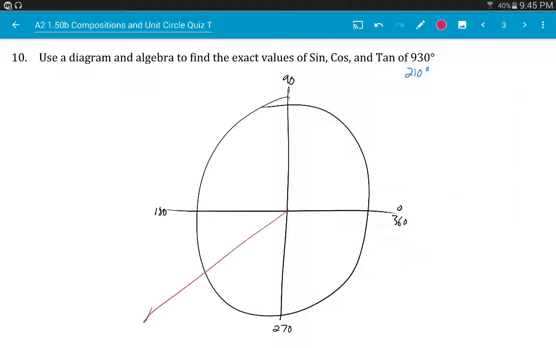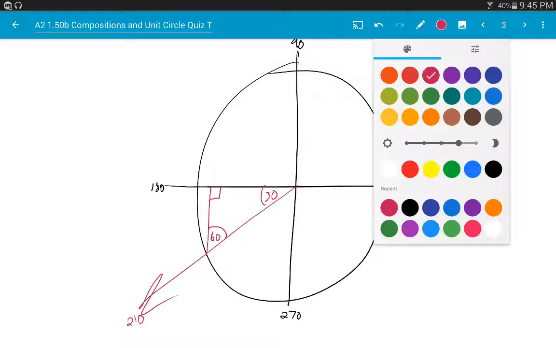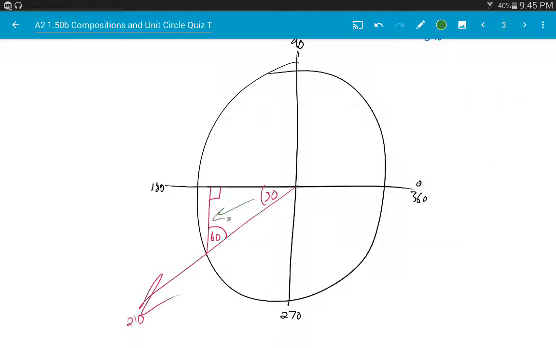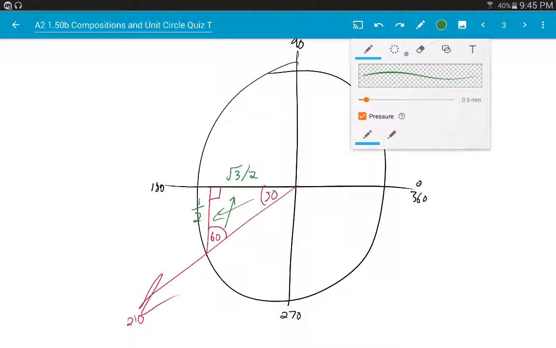So 210 is going to be in the third quadrant. This is 210. So between 210 and 180, that's going to be a 30 degree angle. That means this must be 60, and this is the right angle. Across from a 30 degree angle is a side length of 1/2. Across from a 60 degree angle is radical 3 over 2. Oh, that eraser's way too big.